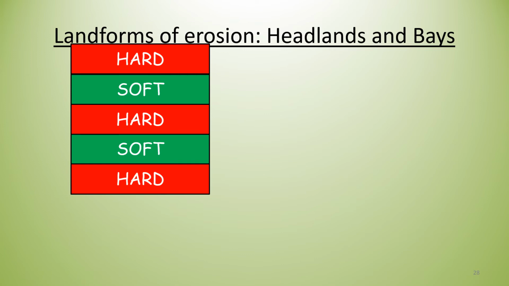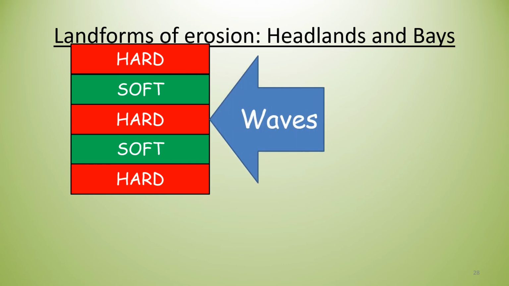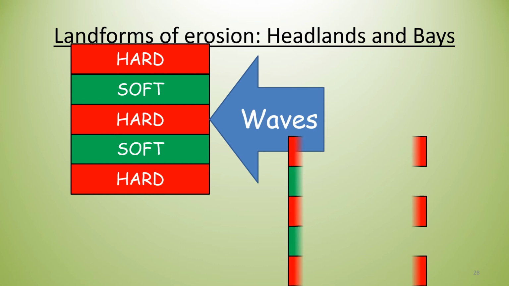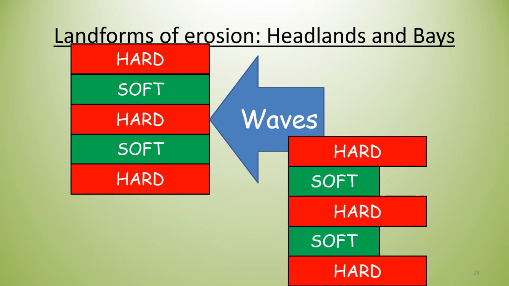Looking at landforms of erosion on a discordant coastline, we get headlands and bays. Imagine a huge wave came into this location. That huge wave is going to erode that soft rock, in this case boulder clay, to create bays. That then would create beaches here and a headland sticking out, which would be made of limestone.